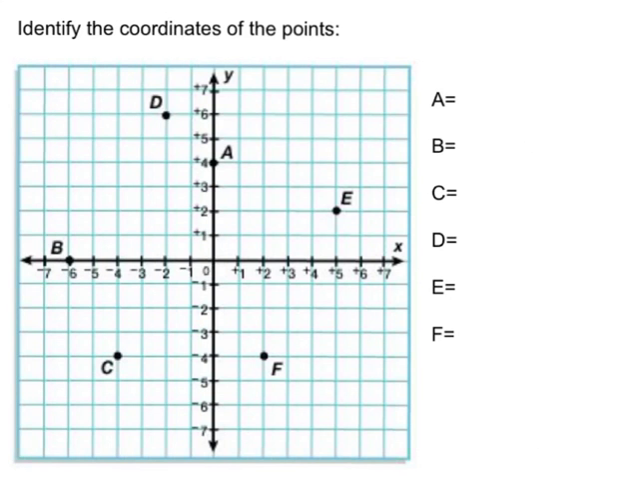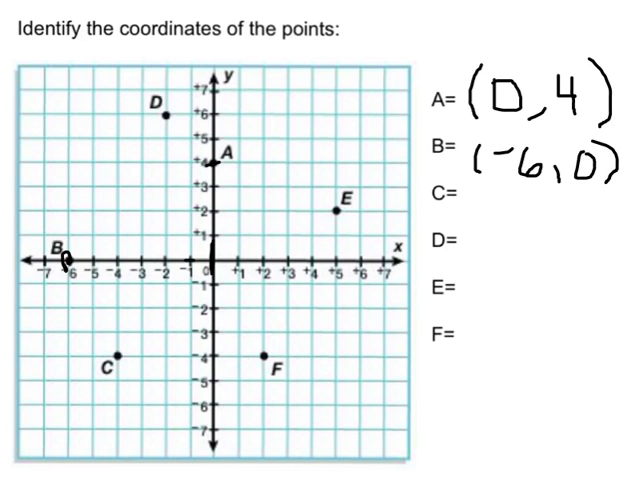Now we're working backwards. We're trying to identify where the points lie on the coordinate plane. So for point A, we're at 0 on the x-axis and 4 on the y-axis. So my x-coordinate is 0 and my y-coordinate is 4. Looking at point B right here, it's not up or down, so to get there I only need to go across, so I will only have an x value. It'll be negative 6, and my y value will be 0.